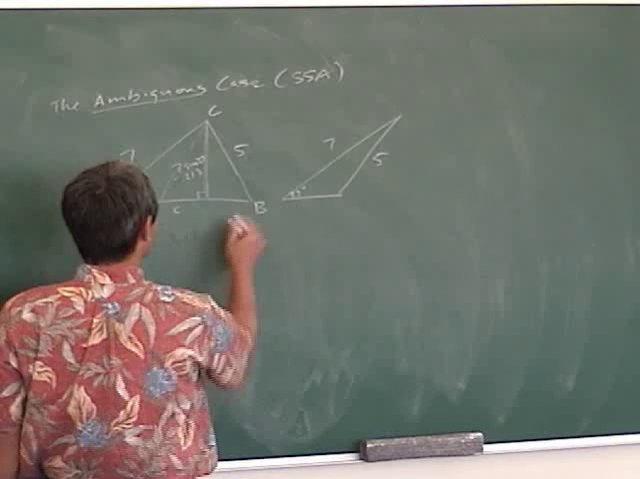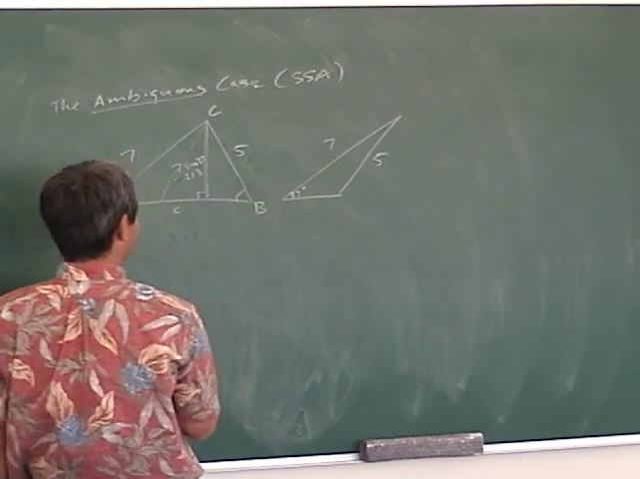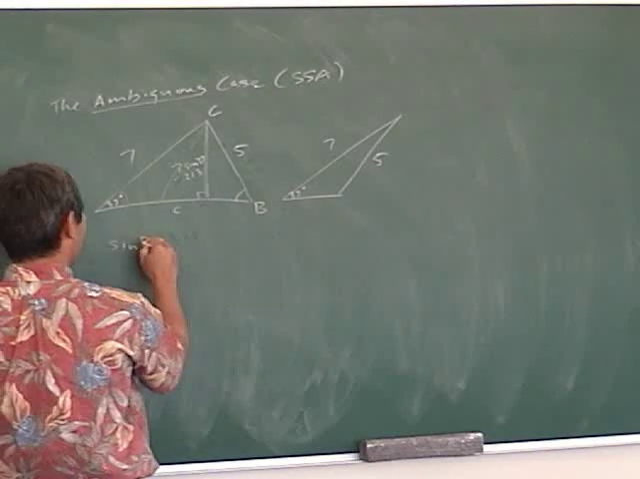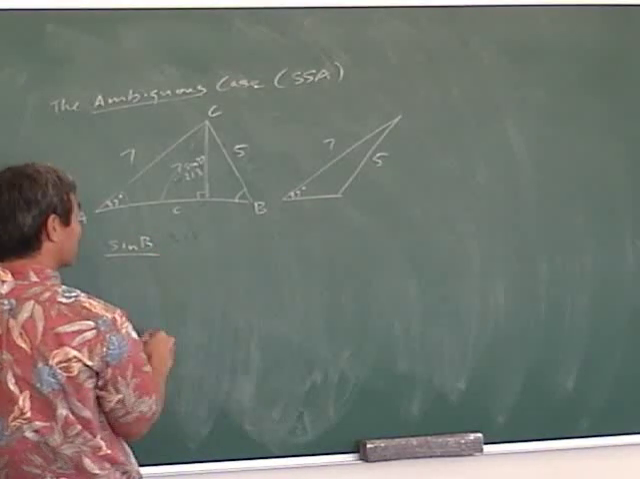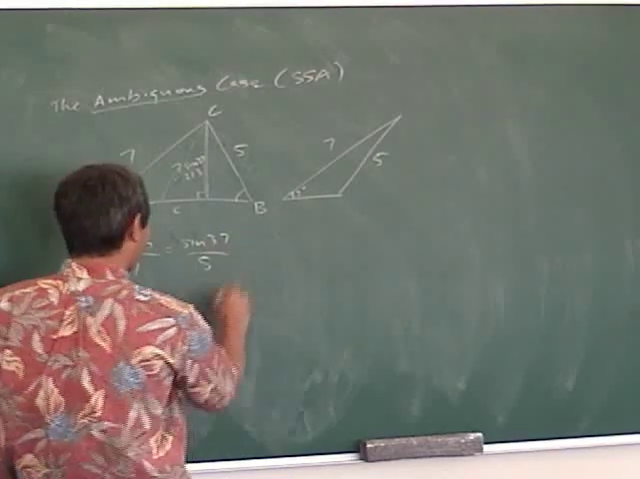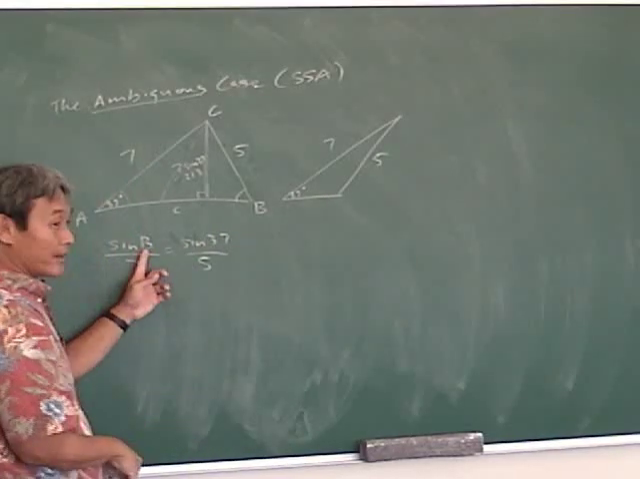Okay, so the first thing you do is you compute angle B over here. We're using the law of sines method. So you go sine of B over 7 equals sine of 37 degrees over 5. So you can use this equation to solve for angle B, right?